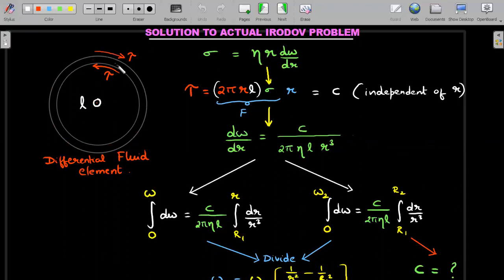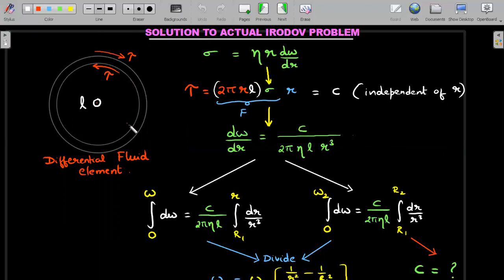So these two torques cancel each other, and the net torque on this should be 0. There should not be tau plus d tau. That's a steady state. So we already know from the previous derivation that sigma is eta r d omega by dr, right? So when you write torque here, which is nothing but force into perpendicular distance, so force into r, and the value of force is the stress multiplied by the area on which stress is acting.